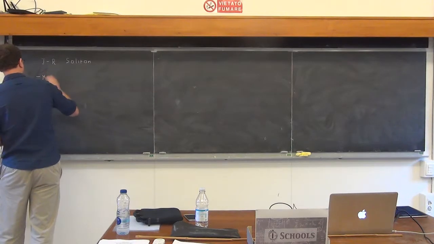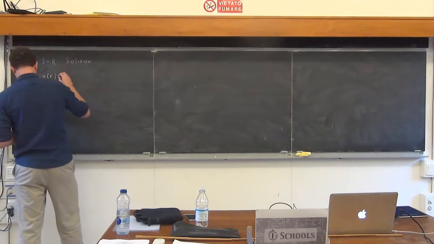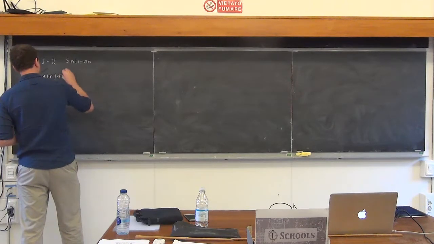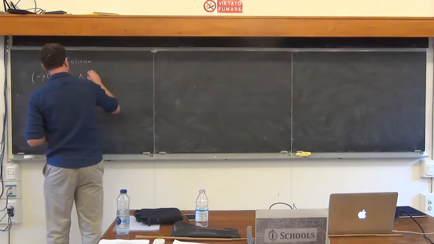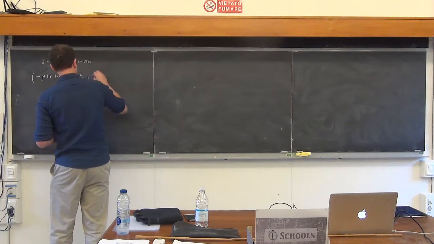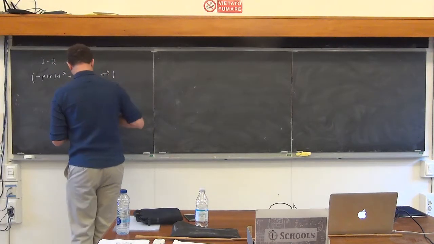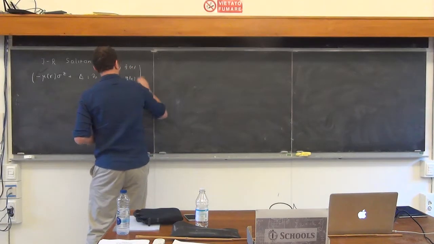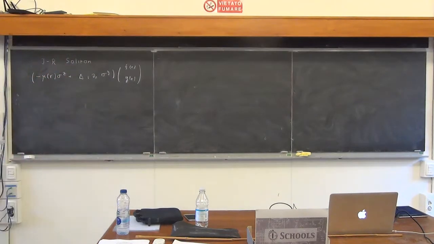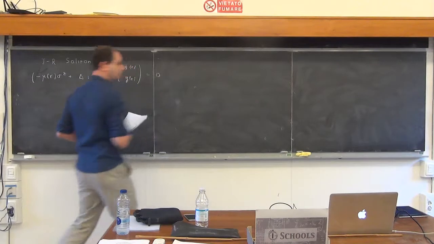a 1D Dirac equation with a space-dependent mass term that looks like this. That's delta i d_r sigma_y, and this multiplied some spinor f of r, g of r. Specifically, we're looking for a zero energy solution, so we just want to solve this equals 0.